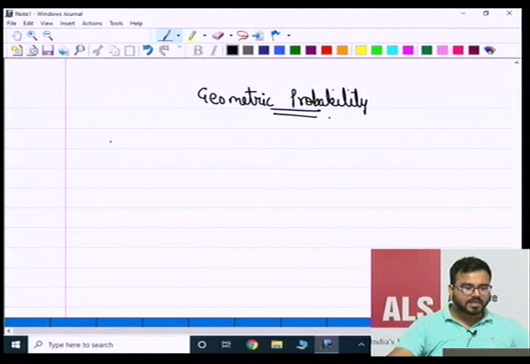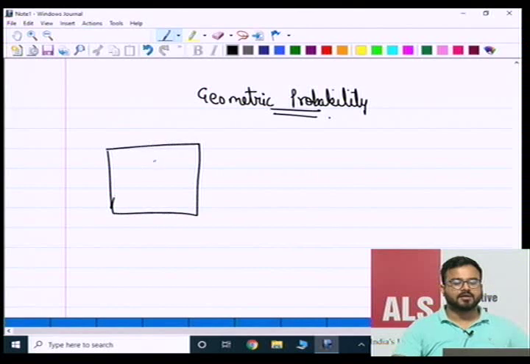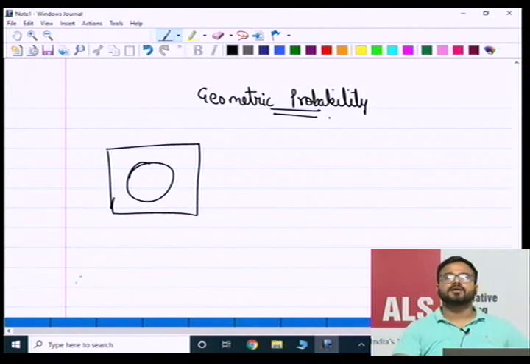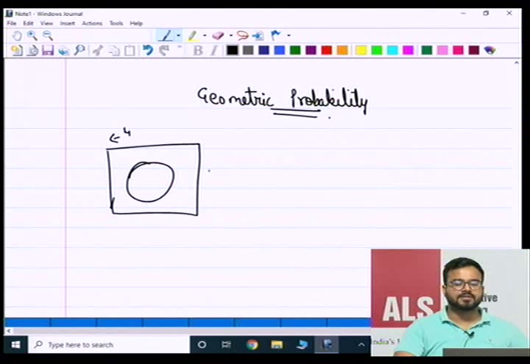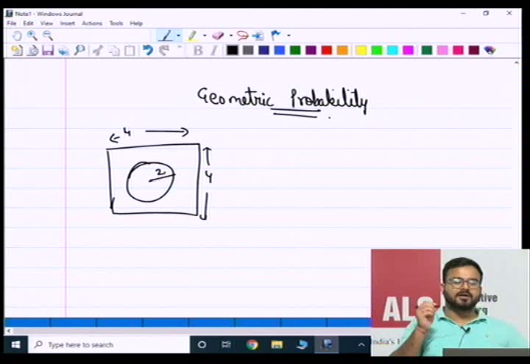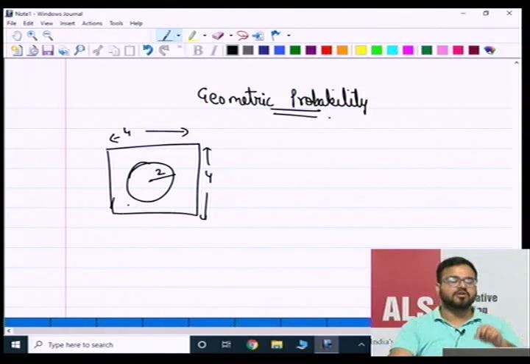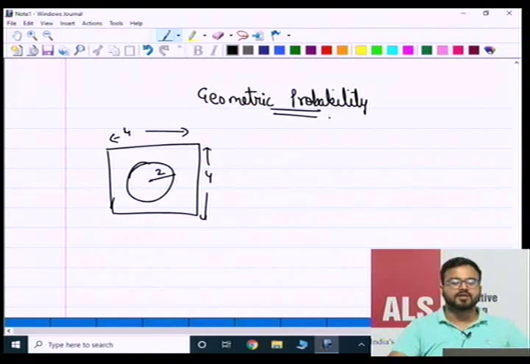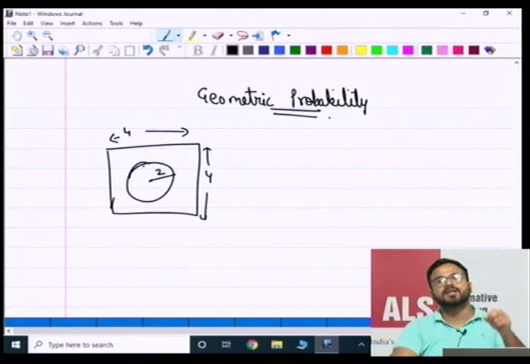Suppose there is a square and there is a circle inside it, and the dimensions of the square are given. Let's say this is 4 and this is also 4, this side. And the radius of this circle is 3, or let's say 2. If you have to drop one coin, what is the probability that it will lie inside the circle or outside the circle but inside the square? If something is lying inside the circle, there are so many infinite points where it can lie.